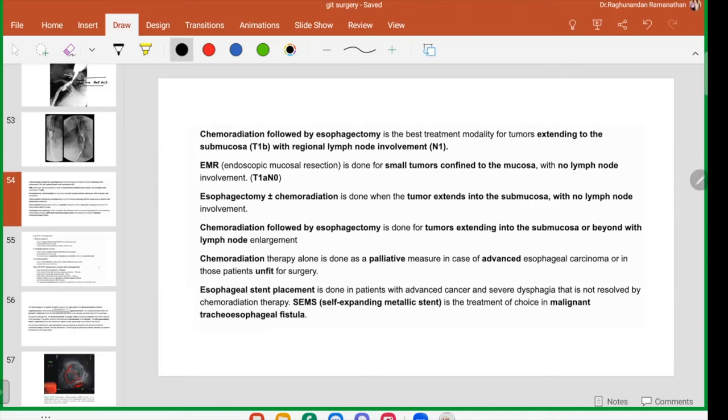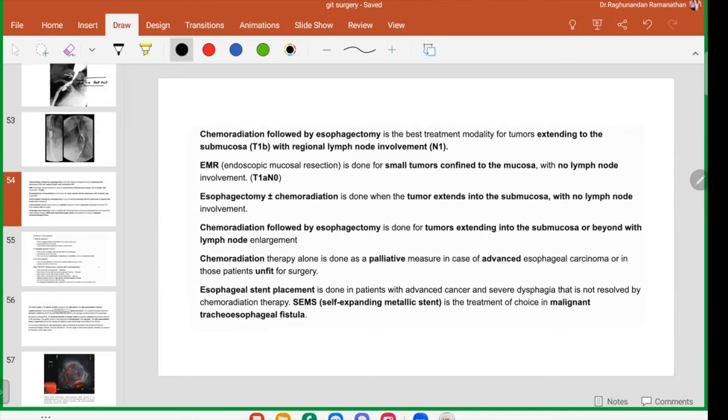Submucosa kulla poyichu, no lymph node involvement na esophagectomy plus or minus chemo radiation. But when it is going to extend into lymph node, chemo radiation followed by esophagectomy. And chemo radiation is done as a palliative measure in advanced esophageal carcinomas. You have to understand that.